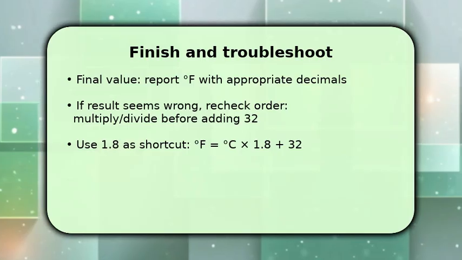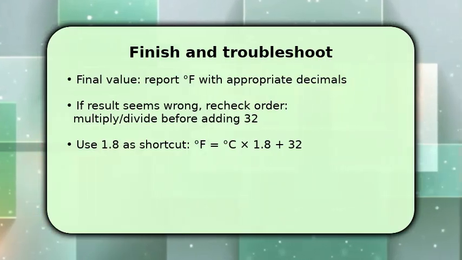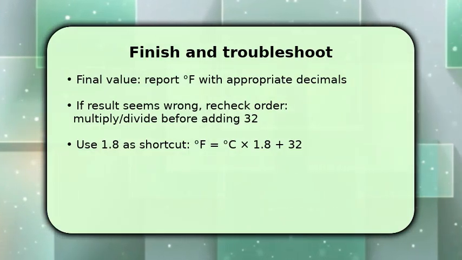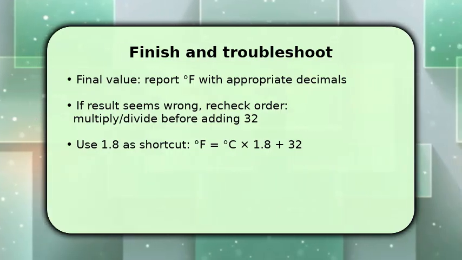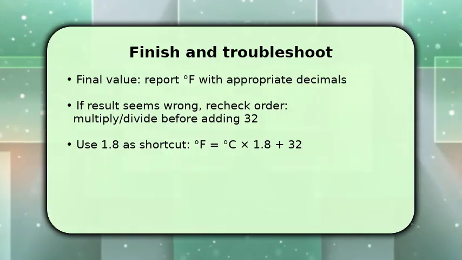As a quick shortcut, remember 9/5 equals 1.8, so you can compute degrees F equals degrees C times 1.8 plus 32, which is faster for mental conversions.